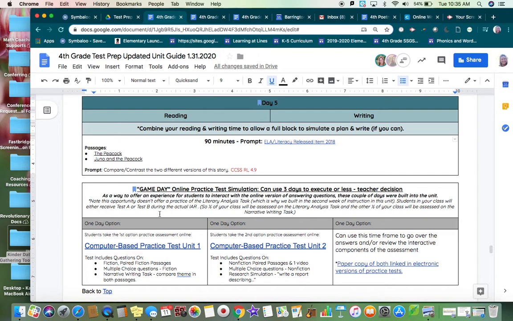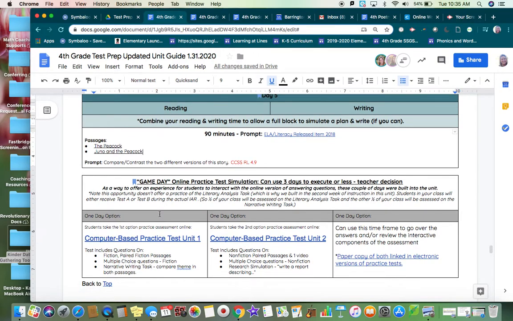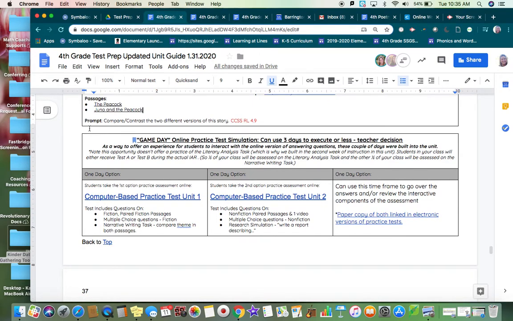Something a lot of schools had talked about doing or wanting time for is to give students a chance to practice this test online, so they're really familiar with scrolling on the iPad, reading a passage in that format versus the paper passage. And so we've built in 3 optional days for you to do just that.